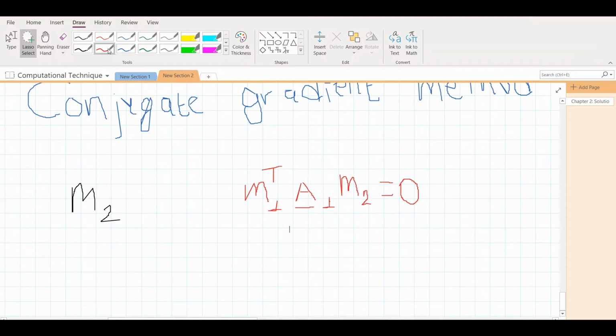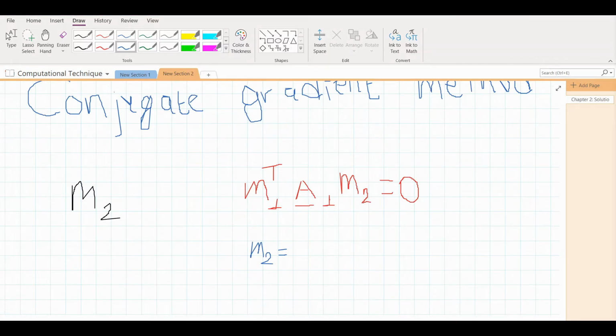Now in the conjugate gradient method, what we assume is our M2 is linearly varying with respect to M1 as minus gradient of F2 plus beta 2 M1. Now we can substitute this here and then solve it. The result will be something like this.